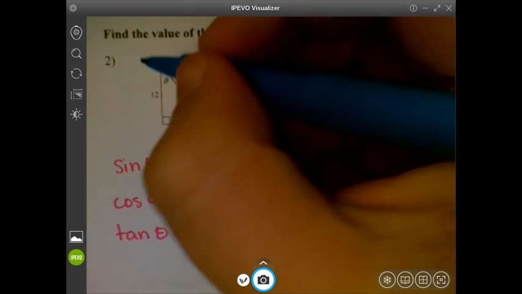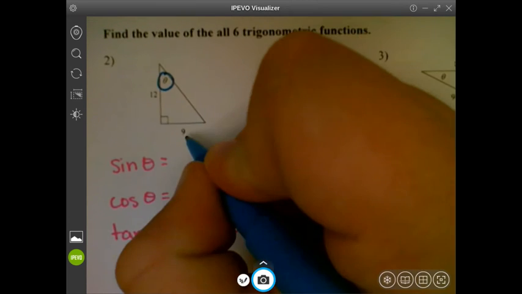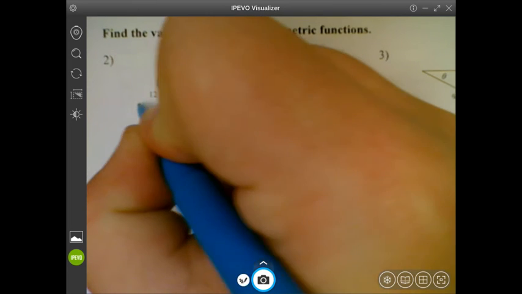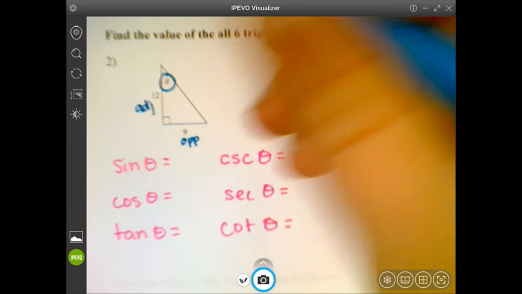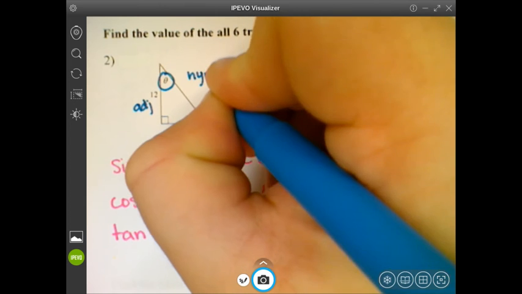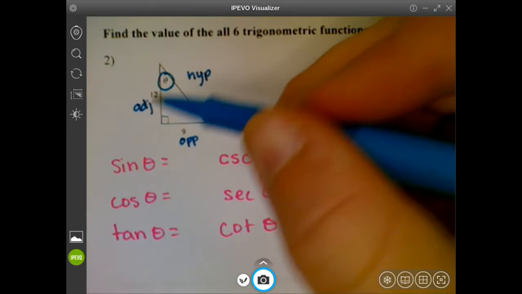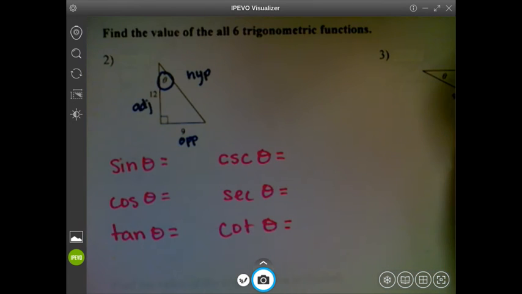So here is our angle theta. What we have currently is the opposite and the adjacent, and we are missing information about the hypotenuse. Now the nice thing is if you have two sides, you can always find the third side, right? You can use the Pythagorean theorem.